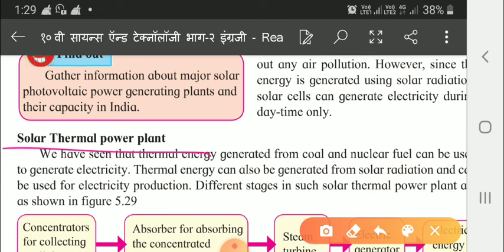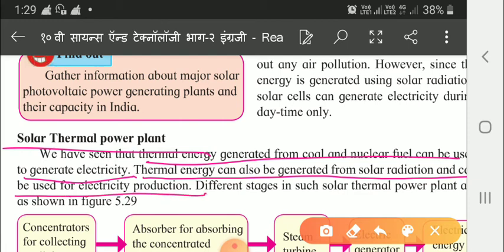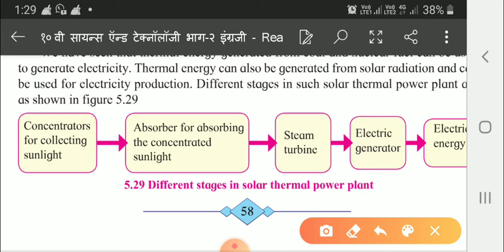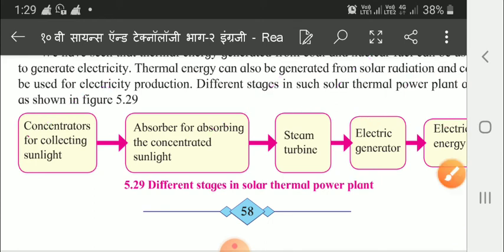Here we will see that thermal energy generated from coal and nuclear fuel can be used to generate electricity, and this thermal energy can also be generated from solar radiation and then used for electricity production. Now, this is the flow chart. We can see that concentrators are there for collecting the sunlight. Concentrated means they concentrate all the sun rays at a certain place, then the absorber absorbs these rays, and then the steam turbine moves. It gives energy to the electric generator and the electricity is generated.